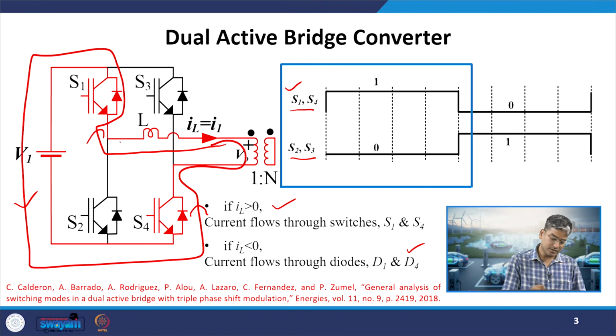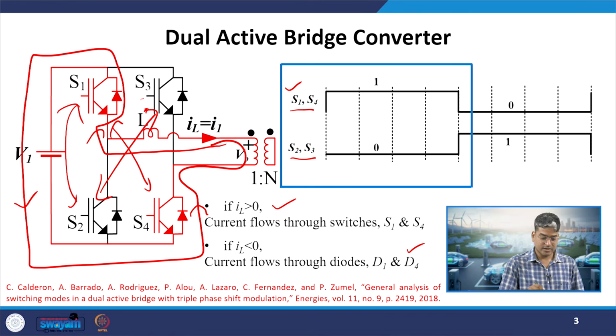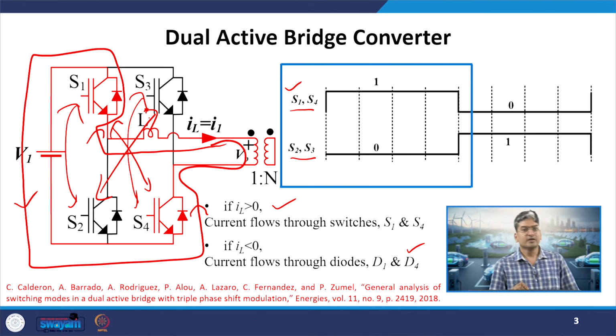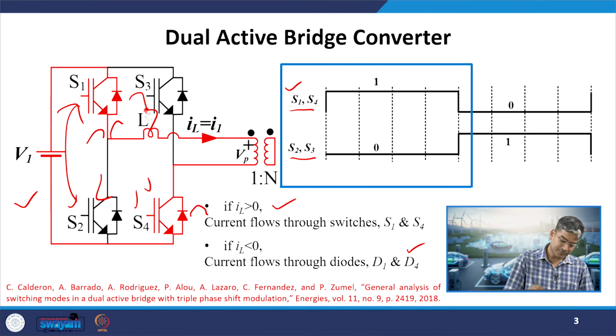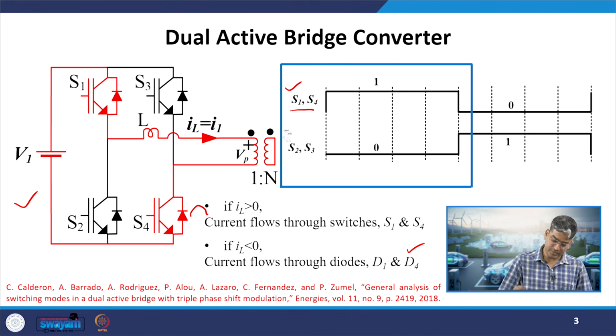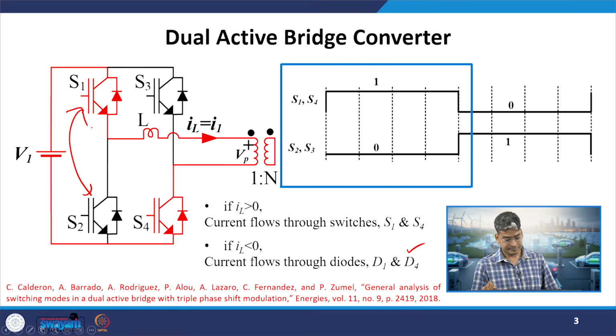So, what is this operation? Here we are assuming these two switches to be having the same pulse, and these two switches to be having the same pulse, and the devices which are connected in one leg are operated in a complementary manner. The duty ratio of all of your switches is 50%, and S1 and S4 are getting the same pulse, S2 and S3 are getting the same pulse. The devices in the same leg are considered to be complementary.